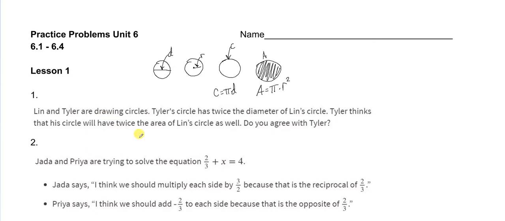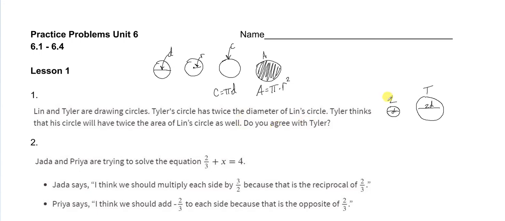Lynn and Tyler are drawing circles. Tyler's circle has twice the diameter. So if this is Lynn's circle, then Tyler's probably looks about like this. So if this is D, then Tyler's is twice the size, and it says Tyler thinks that his circle will have twice the area of Lynn's circle as well.